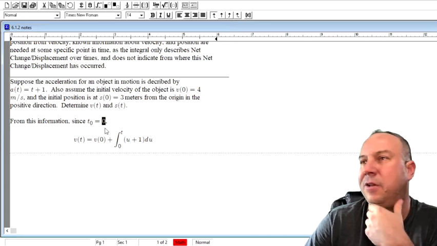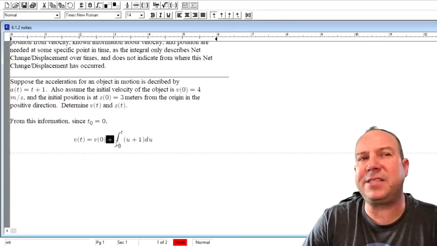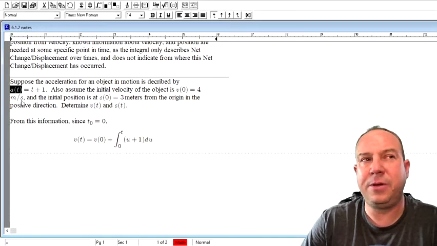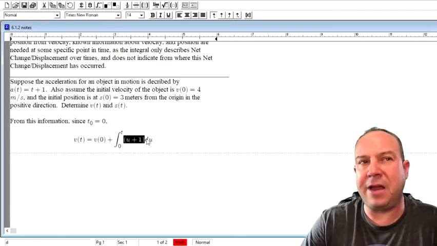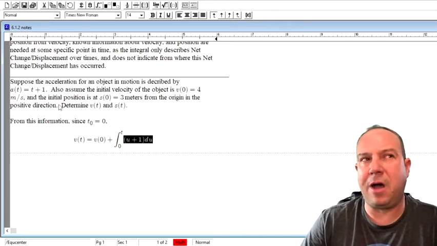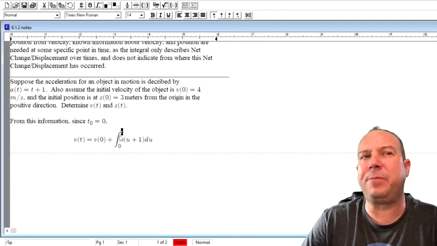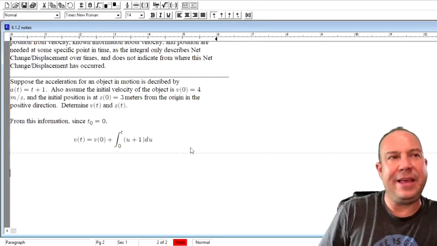In this case, t null is equal to 0. Our description of velocity is just v null plus the integral from 0 to t of our acceleration's description, where t has been replaced with the dummy variable u, all integrated with respect to u. All I'm doing is going into a at t and replacing that t with the value of u as a dummy variable. T is now going to play the role of a variable on the upper bound of this integration. All right?